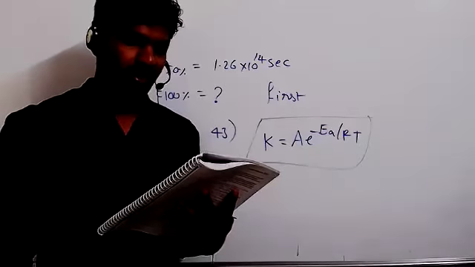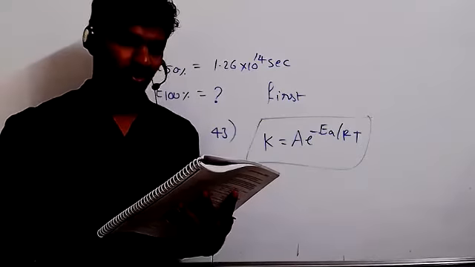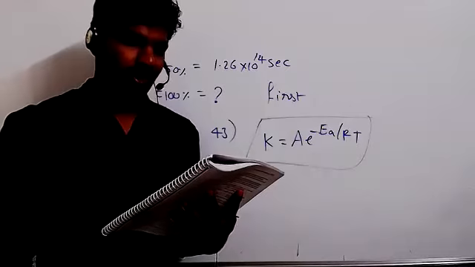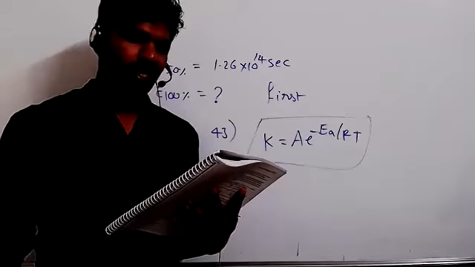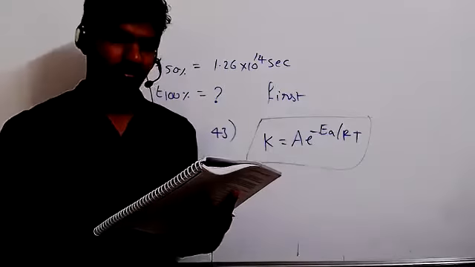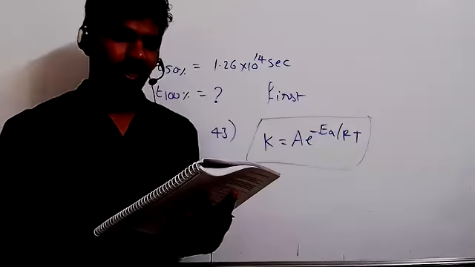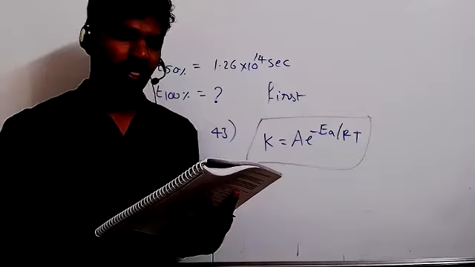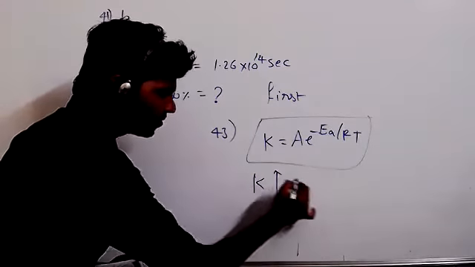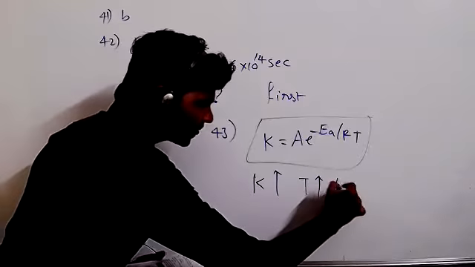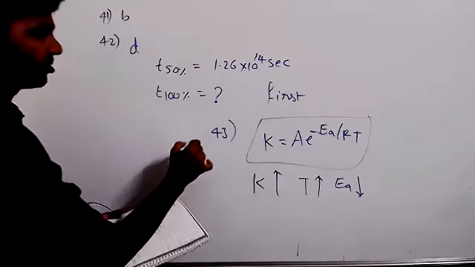Option B is rate constant decreases exponentially with increasing activation energy and decreasing temperature. No. Option C is rate constant increases exponentially with decreasing activation energy and decreasing temperature. No. Option D, rate constant increases exponentially with decreasing activation energy and increasing temperature. Yes. K increases with increase of temperature and by decreasing activation energy. So option D is correct. 43.